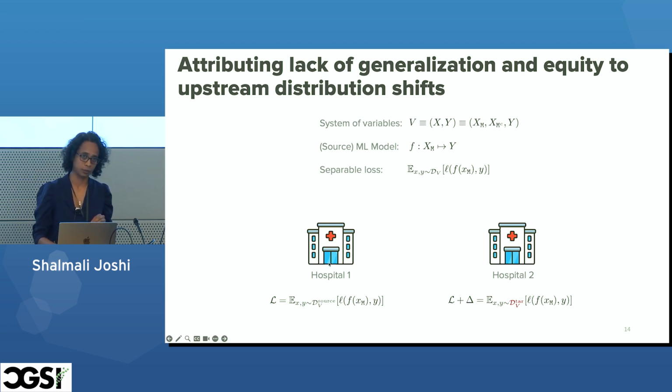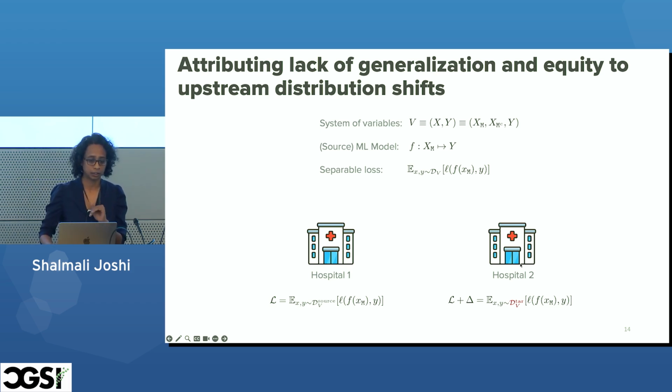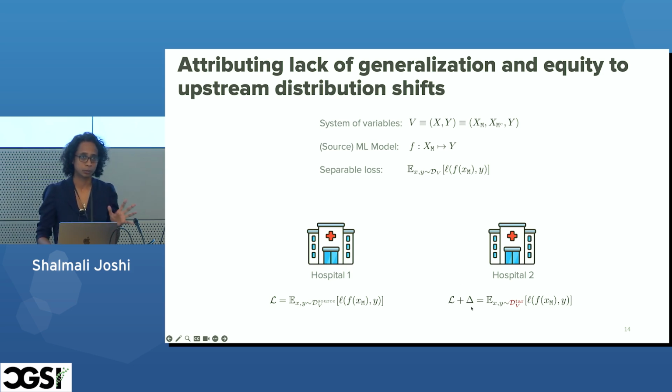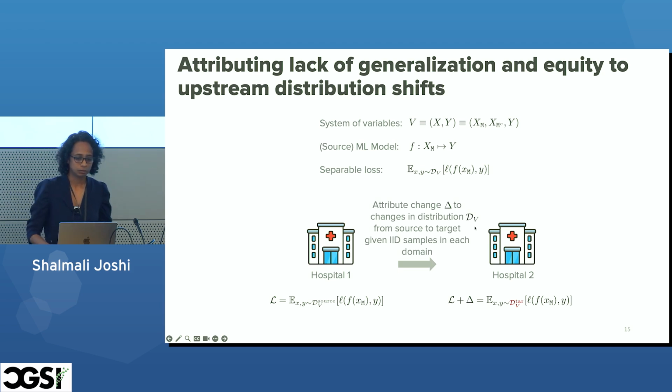Let's say we took data from one hospital, and the loss is script L. In the second hospital, we tested the model without training it on data from that second hospital. And then we see that the loss is a bit worse, so the model is deteriorating a little bit. So our goal is: how do we attribute this change, delta, to these distribution shifts that might have happened going from source to target? And we are going to assume that we have samples from both the source and the target to do this job.